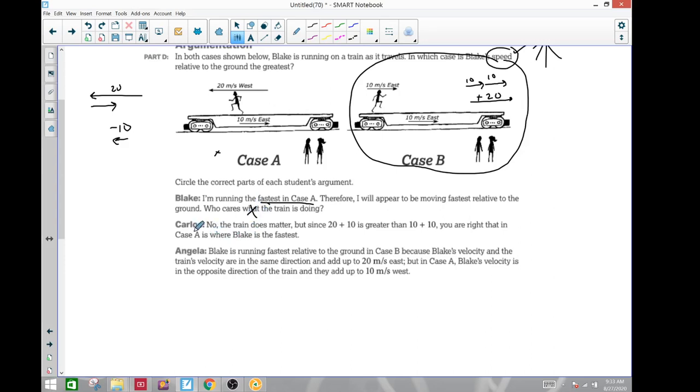Now Carlos says the train does not matter, but since 20 plus 10 is greater than 10 plus 10, you are right. Case A is where Blake is the fastest. Okay, well, I guess you could say these numbers are right, but they're missing the directions. This would be a negative, this is positive, this is 20, two positives. So this person's missing not much here. These numbers are right, but they don't have the signs right. And Angela, if you look at hers, she's describing what, in fact, we are doing. Therefore, she is correct. So we can just circle her whole thing. All right, thank you.